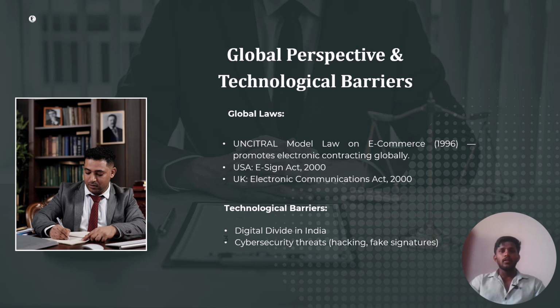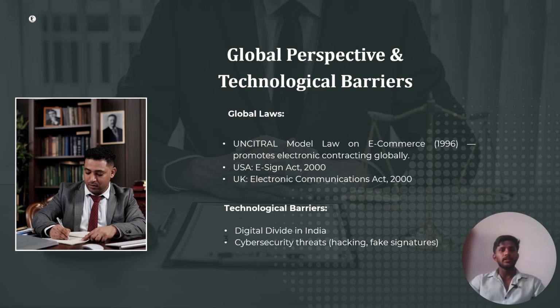UNCITRAL Model Law on E-commerce, 1996. The United Nations Commission on International Trade Law created a model law in 1996 to help countries make laws about e-commerce and e-contracts. It promotes the use of electronic communication in business and recognizes that contracts can be formed by exchanging emails, electronic documents, or other digital methods. The model suggests that electronic documents should be treated the same as paper documents in courts. Many countries, including India, have used this model law as a guide to create their own e-commerce laws.